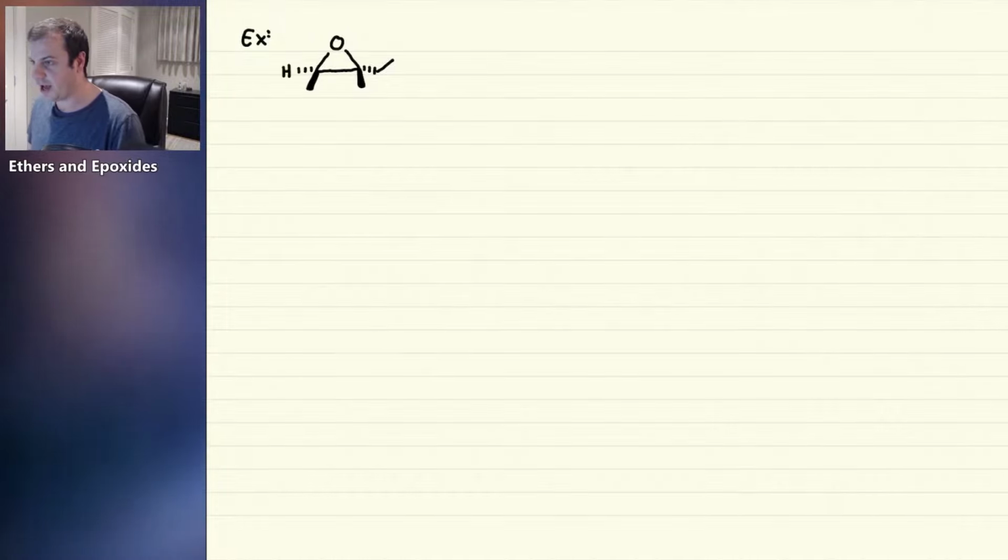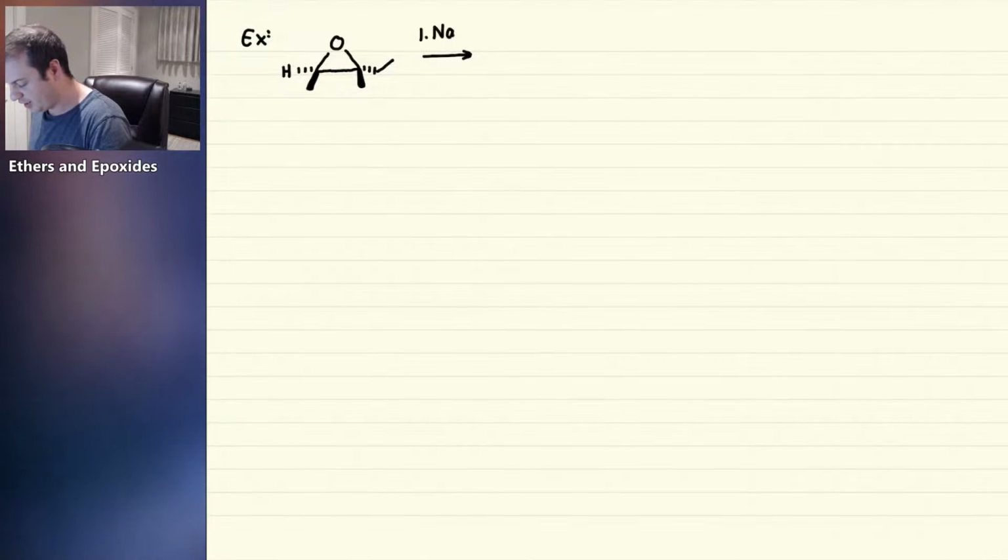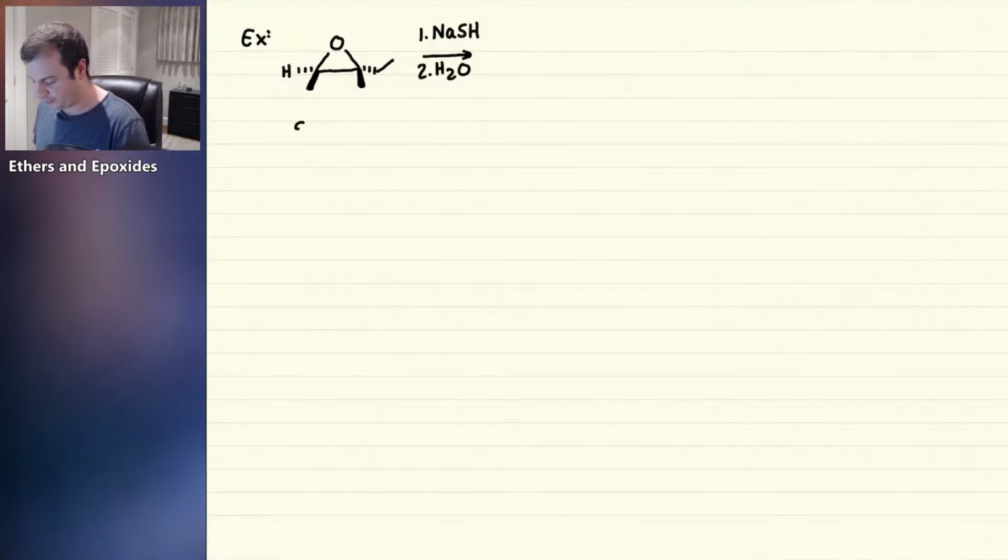All right, now we'll need to add a good basic nucleophile. So let's see. For these reaction conditions, I'm going to use step 1, NaSH. That's a good anionic sulfur. That's a very good nucleophile. And then in step 2, of course, I need my H2O workup. So I'll go ahead and add that. And so here's my nucleophile, SH.